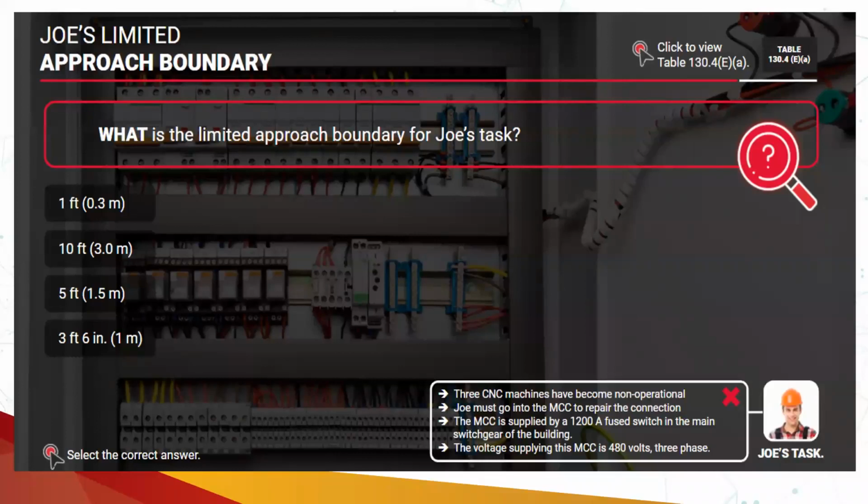This type of question you will find in the exam. They will ask about the scenario which we discussed before, where there was a CNC machine which had failed. They will ask the same scenario, and then they will put this question: what is the limited approach boundary for that particular task?